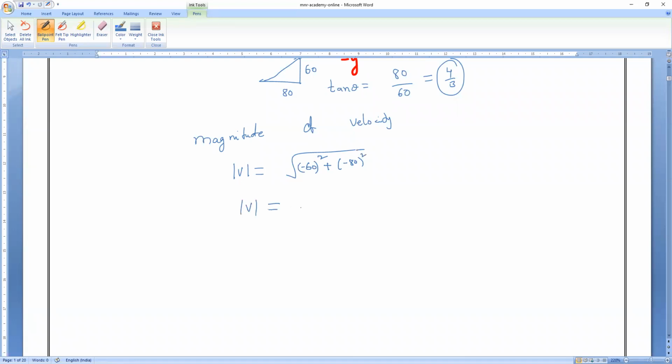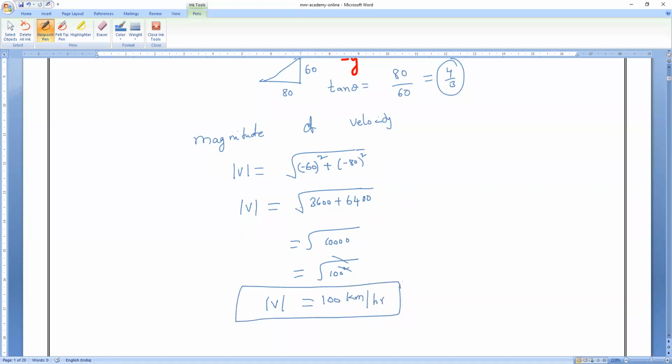Resultant is equal to the root of 60 squared plus 80 squared. We know 60 squared is 3,600. Next, 80 squared is 6,400. So totally it is 10,000. The square root of 10,000 is 100. So what is the resultant speed of the rain? 100 kilometer per hour. Is it okay? All of you clear?